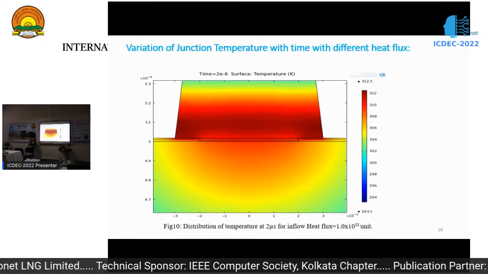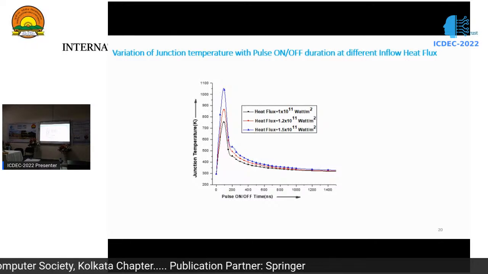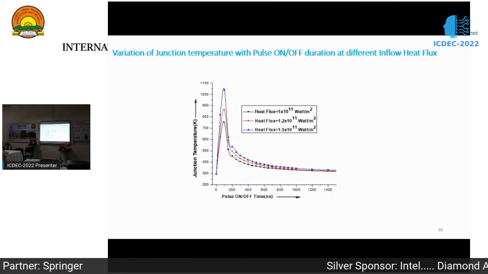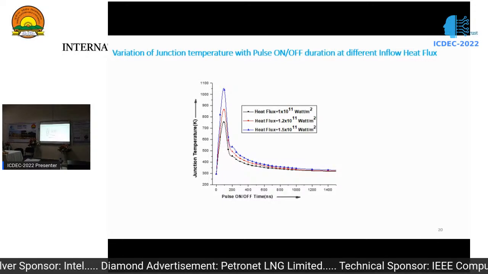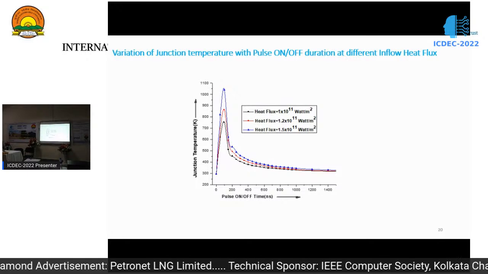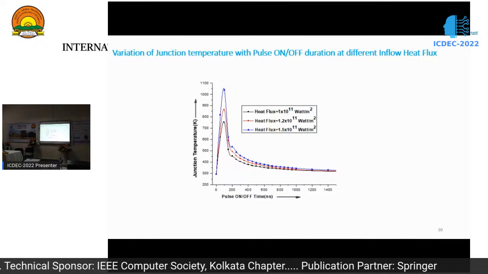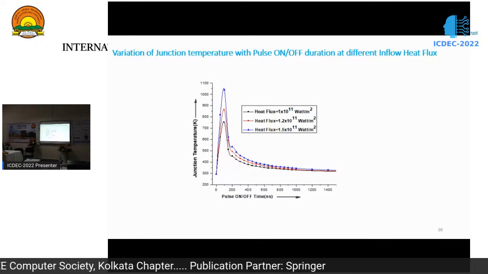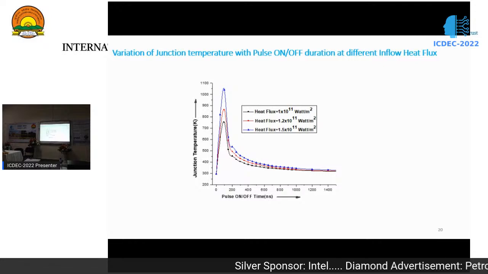Okay. Now if we make a comparison of how the junction temperature rises with the bias current, that is the heat flux, we will see that as the heat flux increases, the junction temperature increases. For 1 into 10 to the 11 watt per meter square, the junction temperature is nearly 752, and it increases to 952 for 1.2, and for 1.5 it will be nearly 1150 Kelvin. Okay. Although the temperature rises, when the pulse is off, within 2 microseconds the heat will be extracted from the junction.